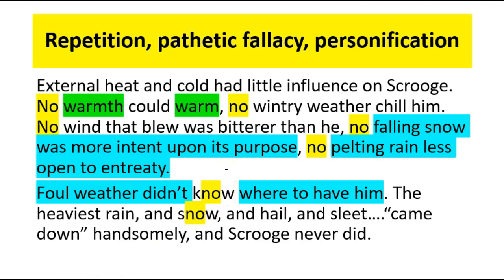Okay, so that's the pathetic fallacy and the repetition, but let's look how obsessed Dickens is with personification. So the snow is like a person intent upon its purpose to make people cold. And then the rain is also not open to entreaty. In other words, you can't negotiate with it. It's not listening to you. So the rain is personified as well. And then the foul weather has knowledge. It doesn't know what to do with Scrooge because although it can make everybody else cold, it looks at Scrooge and thinks, crikey, you're colder than I am. So you can see how effective it is to have the personification again running all the way through your paragraph.